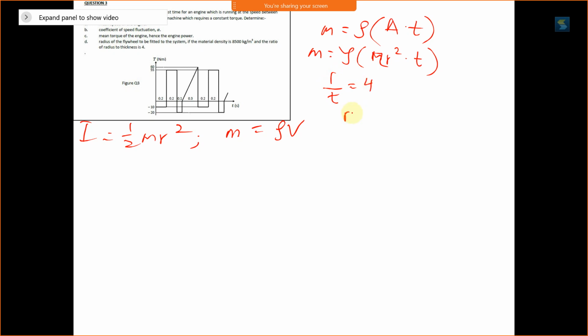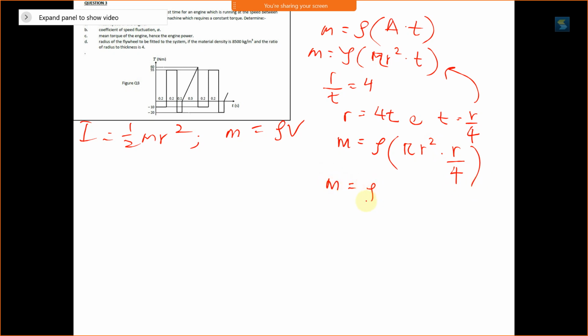Then we have R equals 4T, or T equals R/4. So substituting into this equation, we get M equals rho pi R squared times R/4. Okay, clear? Then M we will get rho pi R cubed over 4.